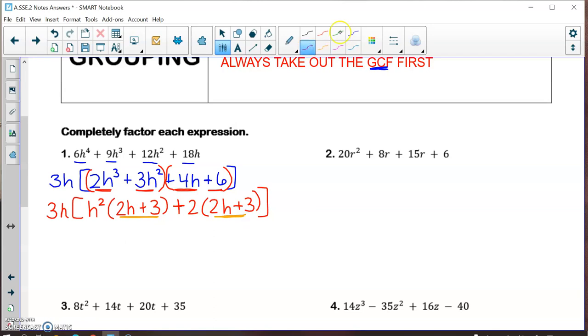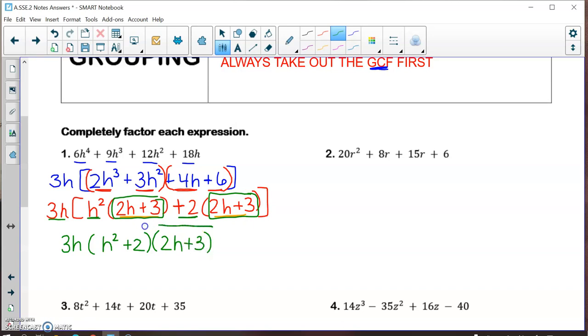So now all we have to do is write our answer. So we first state our GCF, if we have one, which in this case we do, that's a 3h. Then one of your binomials, because remember we're rewriting these as a product of 2 binomials. One of your binomials is the stuff that's on the outside of your parentheses, so that's the h squared plus 2. And another one of your binomials is one of the sets of parentheses. Since they match, we know that we just write one of them, which is a 2h plus a 3. And this is your answer.